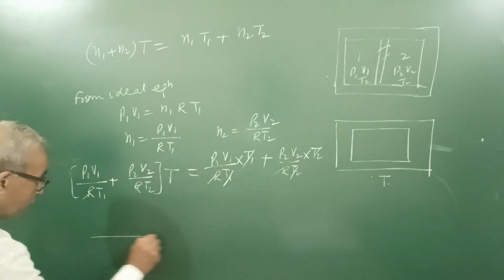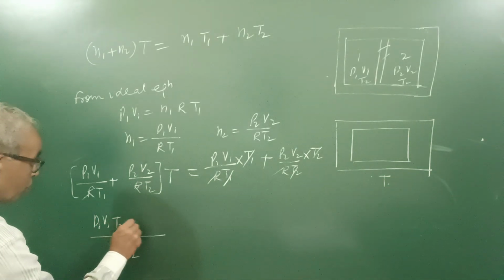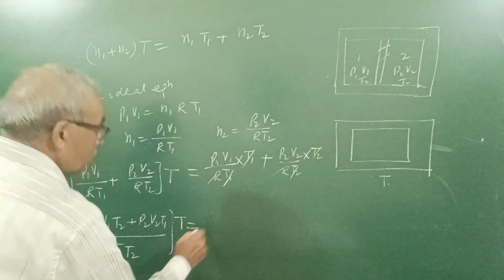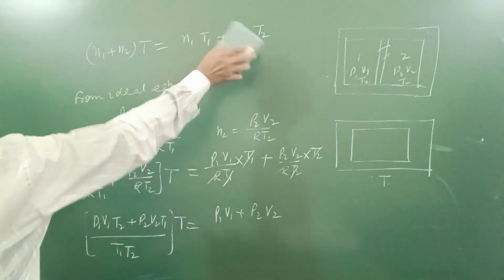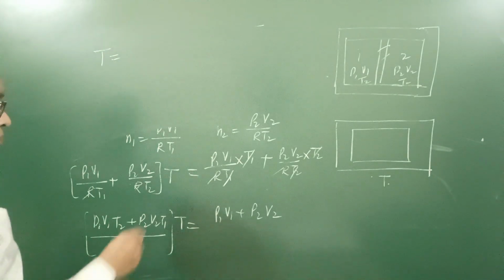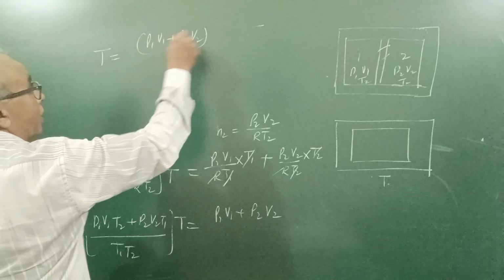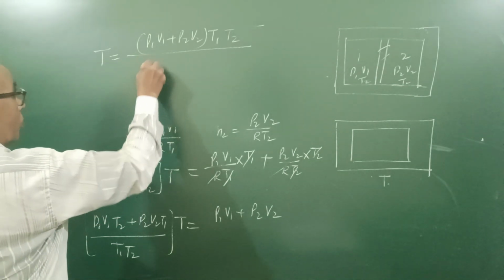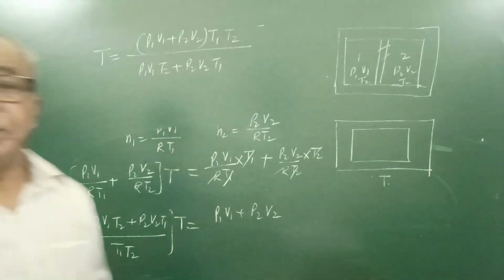So here, if you take LCM T1 T2, you get (P1 V1 T2 plus P2 V2 T1) into T is equal to P1 V1 plus P2 V2, and therefore T is equal to (P1 V1 plus P2 V2) T1 T2 upon (P1 V1 T2 plus P2 V2 T1). This option is correct there.